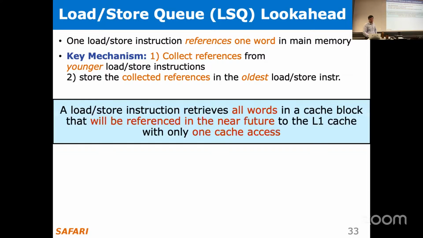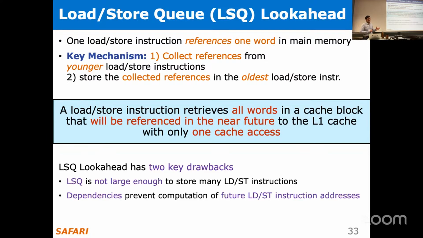The outcome we expect is that when a load store instruction executes, it will retrieve all words in the cache block that will be used by other load store instructions that follow this executed one in the load store queue. Thereby, we expect to eliminate some of the additional memory requests, memory accesses from sector misses. However, LSQ look ahead suffers from two key drawbacks, which, in summary, prevent it from identifying all useful words.